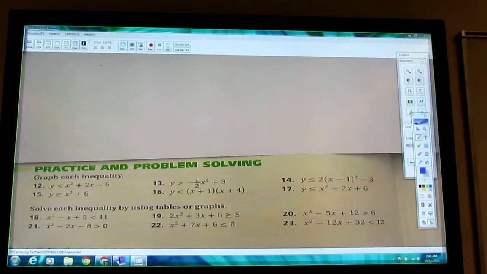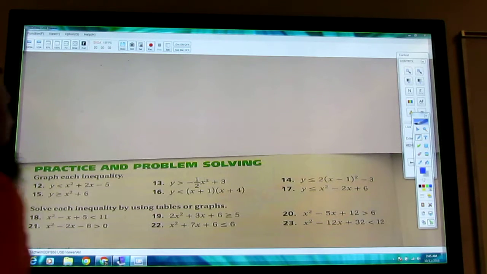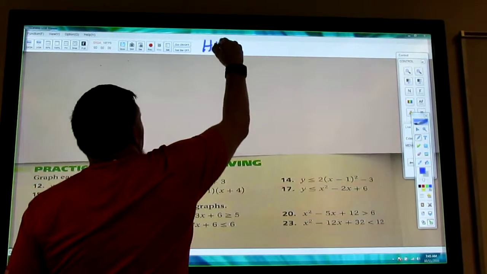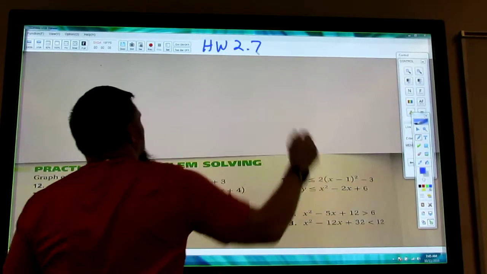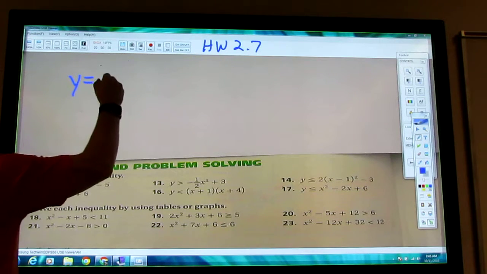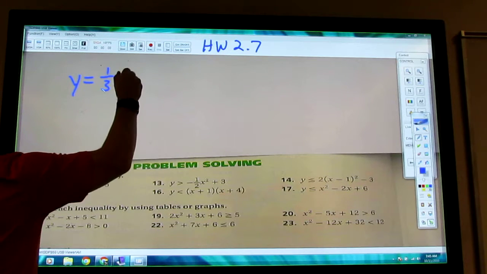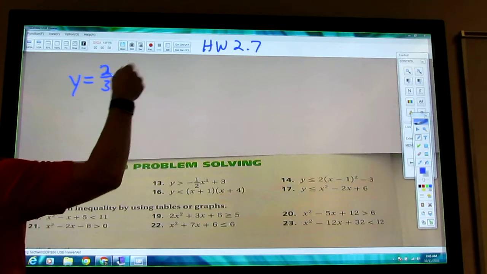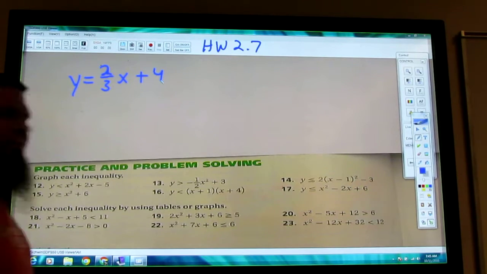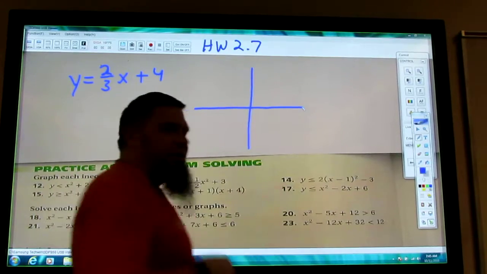In essence, this is no different than linears. If you remember linear equations, just to go over it real briefly, like y equals 1/3 x, or let's go 2/3 x plus 4. Okay, so everything's different, right? And we've got this quadratic, or we've got this linear function.